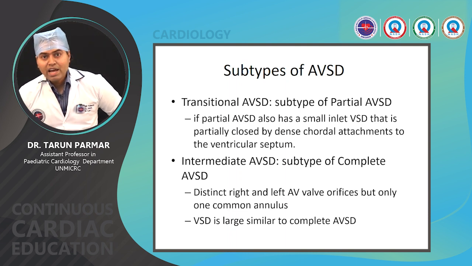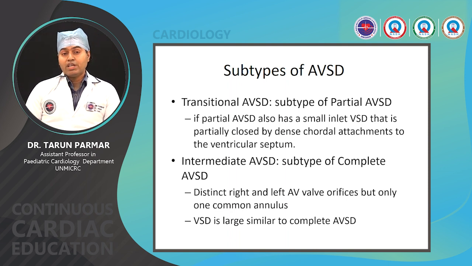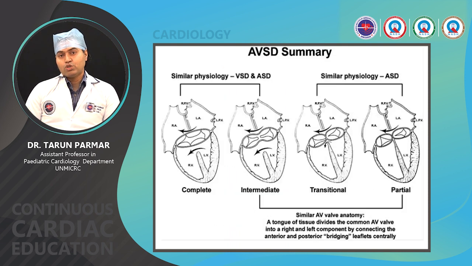And one is intermediate AVSD, that is a subtype of complete AVSD. That has distinct right and left AV valve orifices, but only one common annulus. So there is a tongue of tissue that is separating the AV valve orifices. So orifice is 2, but annulus is 1.